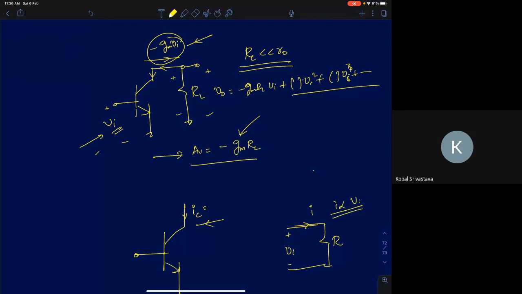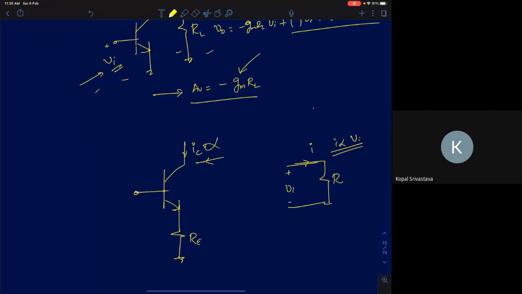Next, if I can somehow make the collector current proportional to some resistance, VI by R, then I know it's a linear device, and I can more or less expect the collector current to be linear. That should be my thought process. We know a resistor is linear. If I somehow make your collector current VI by some resistance, then maybe I will actually have a linear amplifier.